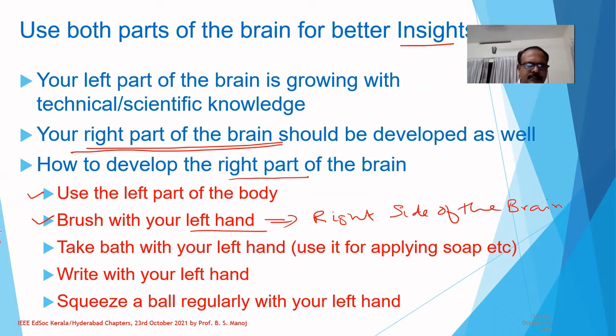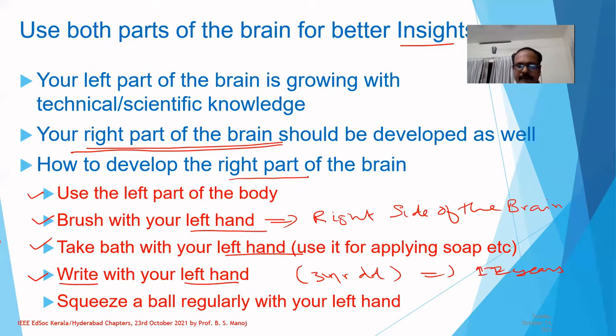So if you just try to take a bath with your left hand, apply soap and take water, you can find a certain kind of strangeness in using the normal activities that you do with the left hand. In fact, if you try to write with your left hand, unless you have practiced for a long time, you will be writing something like when you were a 3-year old. After 1 to 2 years of practice, you will see that significant improvement is actually happening in the left hand.